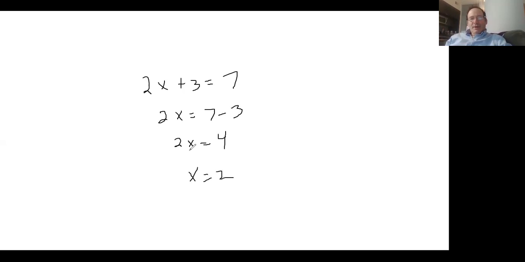So basic algebra, 2x plus 3 equals 7. I just rearrange by moving the 3 to the other side, and that becomes 2x equals 7 minus 3, or 2x equals 4, x equals 2. All right, pretty straightforward question.